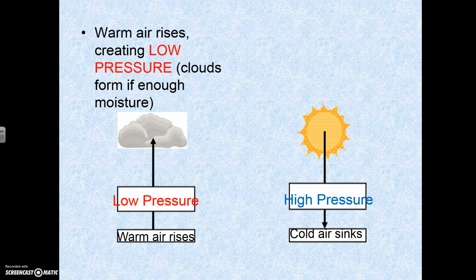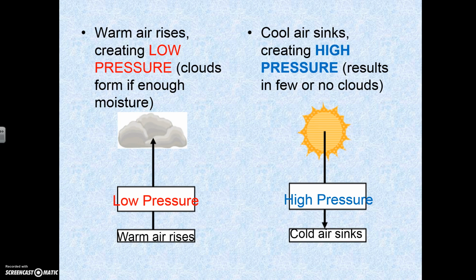You have I think two more pictures that are kind of in the middle of your paper. And these are actually flip-flops, so your low pressure right here will actually go down here, and your warm air rises would go up here. So I'm sorry about that confusion right there. So your low pressure goes up because warm air rises, and then your high pressure comes down. That's because cold air sinks.